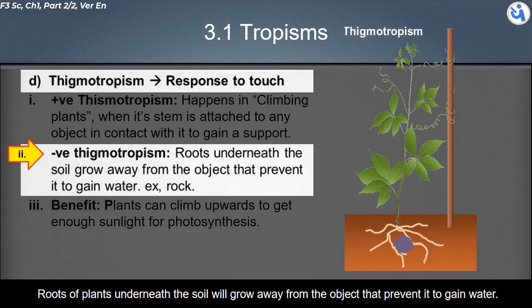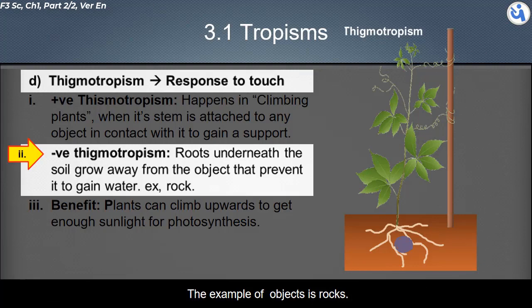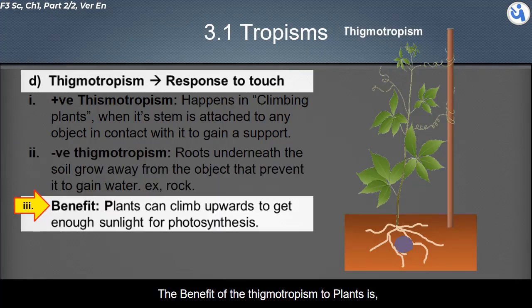Roots of plants, underneath the soil, will grow away from an object that prevents them from gaining water. An example of such an object is a rock, at which roots of plants will grow away from the rock. The benefit of thigmotropism to plants is that plants can climb upwards to get enough sunlight for photosynthesis.